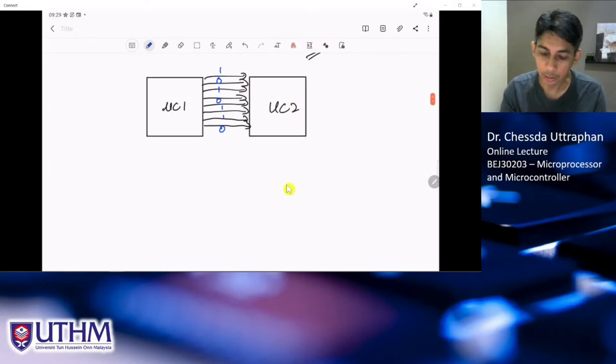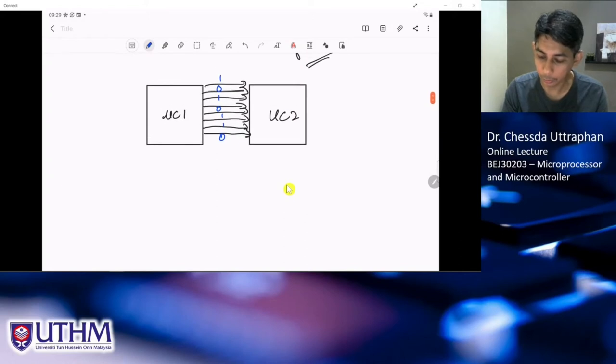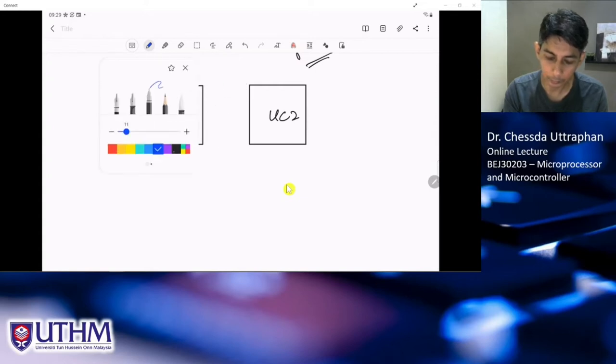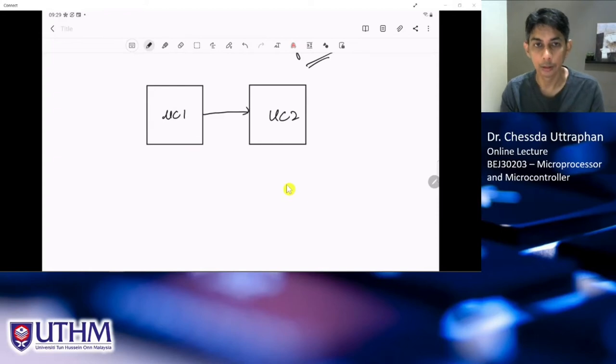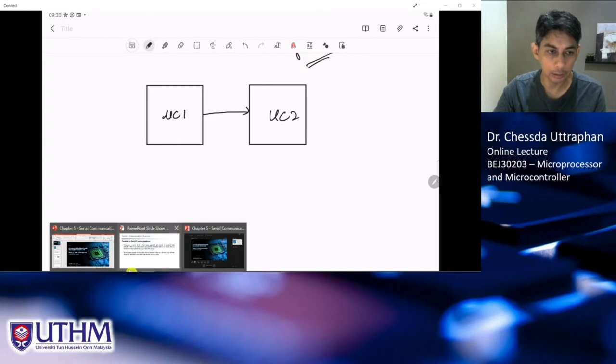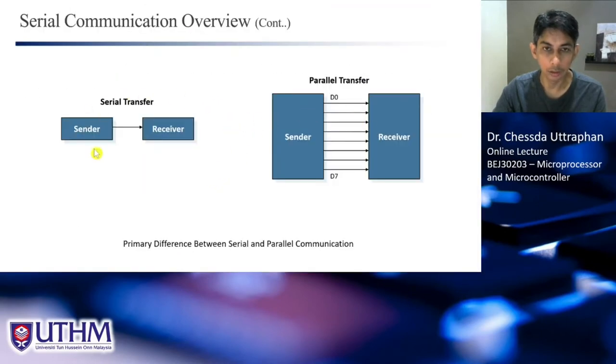But if we use serial communication, it means that we use only one wire to transfer the data, right? So what is the advantage of serial communication? The advantage of serial communication is, of course, the cost of the system, right? If we use parallel communication, we first need to use many wires, many lines here, compared to one line for serial communication, and that will increase the cost for parallel communication.